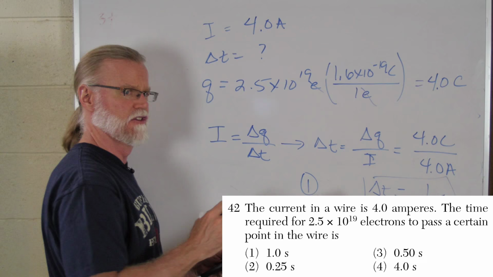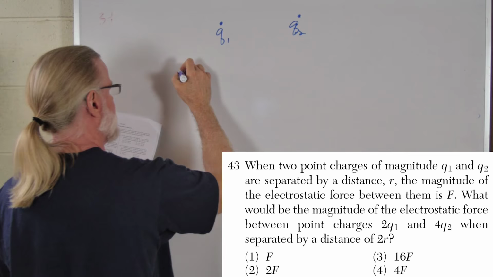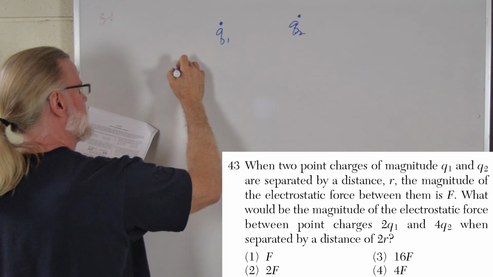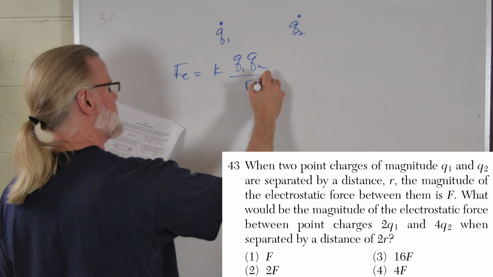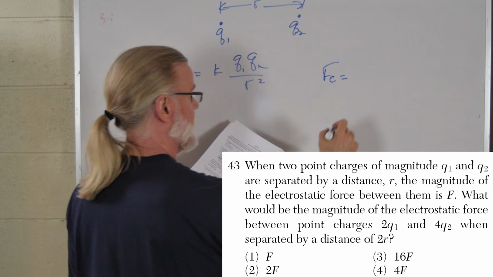42. So we have two charges, Q1 and Q2, and there's a force between them. Let's see what it is. The electrostatic force is K Q1 Q2 divided by the distance between them squared, R squared. All right, that's the first case. In the second case, what do we have?